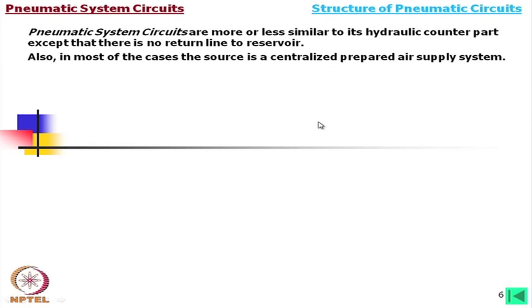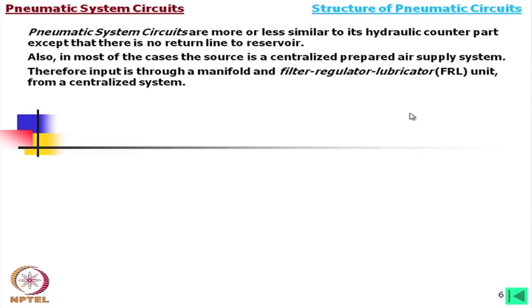Also, in most cases, the source is a centralized preferred air supply system. There are some machines, of course, which have a special compressor attached, even in a plant where centralized pressure lines are used, because some special air preparation is required. Otherwise, we will normally find a centralized system. So, whatever circuit we think of, we are tapping an air source from a centralized system. This means we have to accept that the inlet pressure will be within a range. We may not always have the desired pressure.